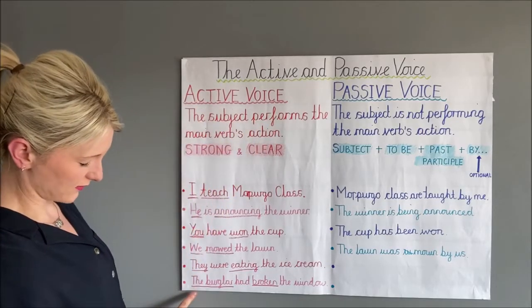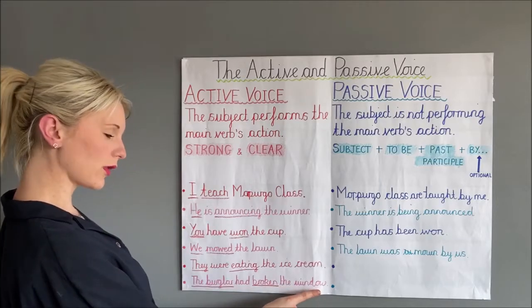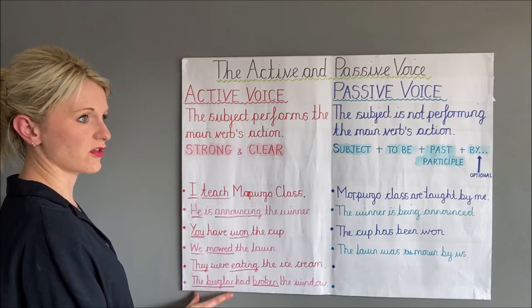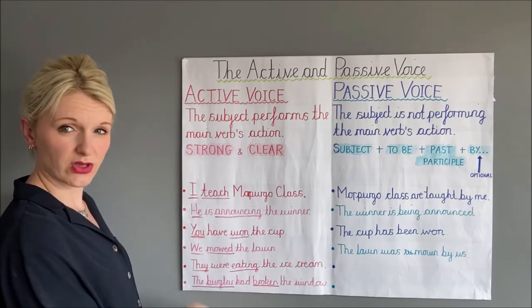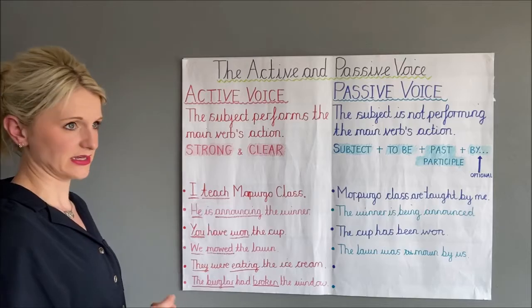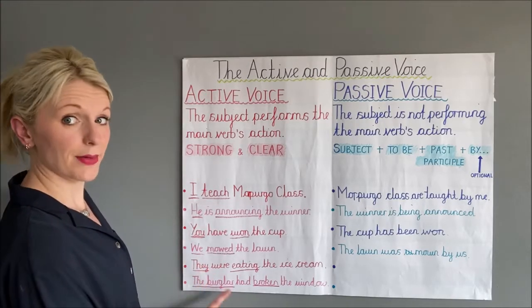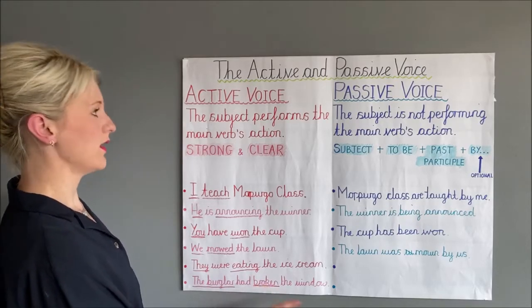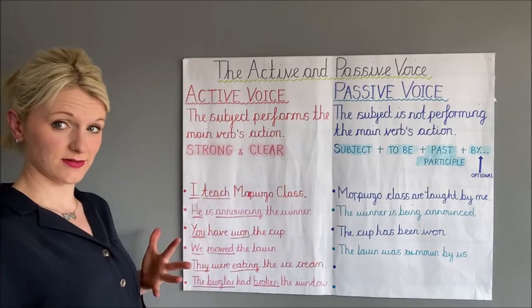And then this last example I've given you here, it says the burglar had broken the window, which has been written in the past perfect tense there. The subject is the burglar. The main verb in that sentence is broken. That's the main thing that has been done. Something's been broken. Okay, it was the subject, the burglar, who did the breaking of the window. So that has also been written in the active voice.